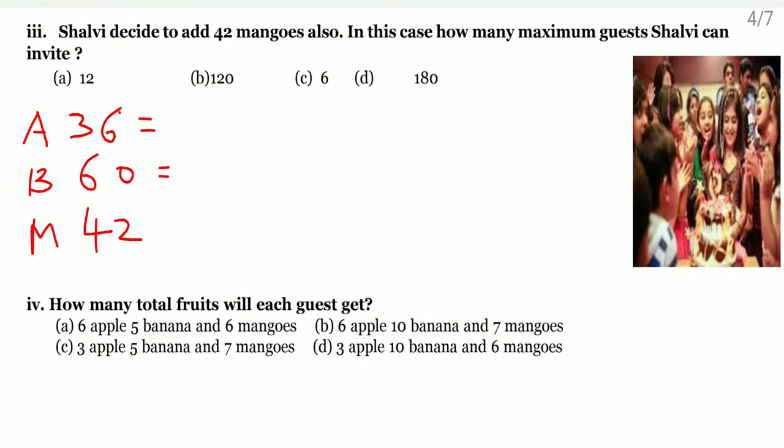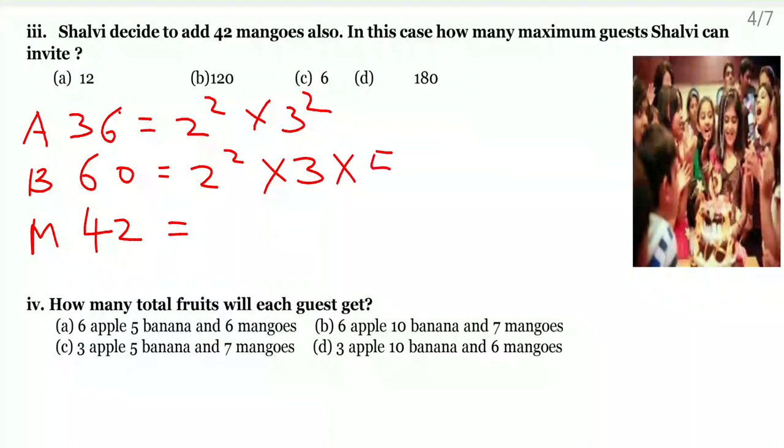Okay. So, once again, we need to write down the prime factors. So, here 36 is 2 square into 3 square. For 60, 2 square into 3 into 5. And 42, 6 sevens are 42. 6 means 2 into 3 into 7. These are the prime factors.